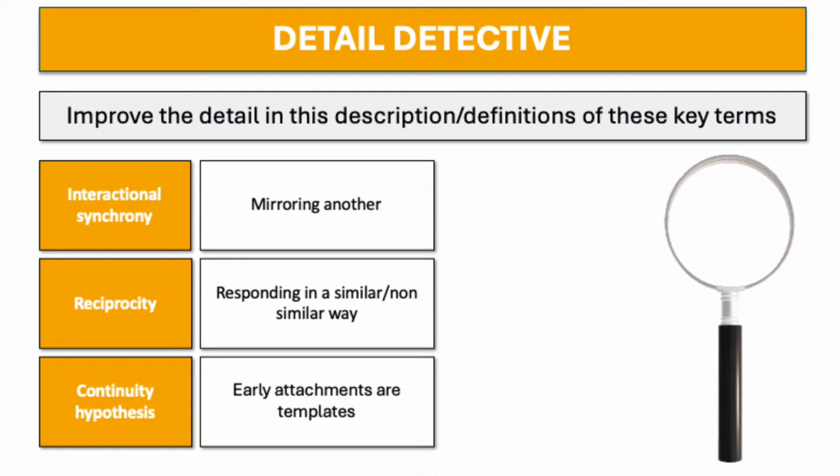Early attachments are templates. So how might we elaborate that? Can we give an example from an early attachment, how that might look later on, for example?